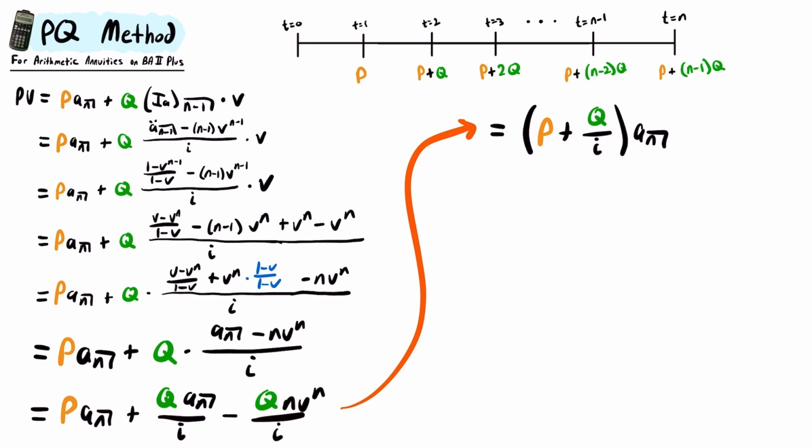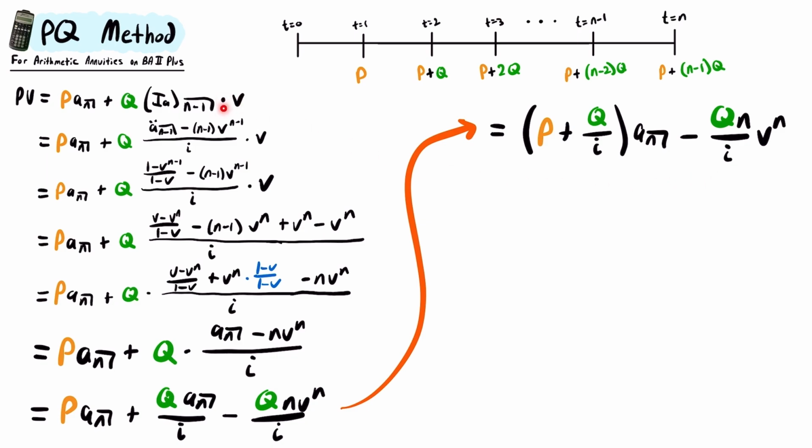And then for this term, I'm just going to move the present value factor outside. So it'll look like this. We'll have minus Q times n divided by I times v to the power of n. And there we have it. This is what we have been working towards this entire time.